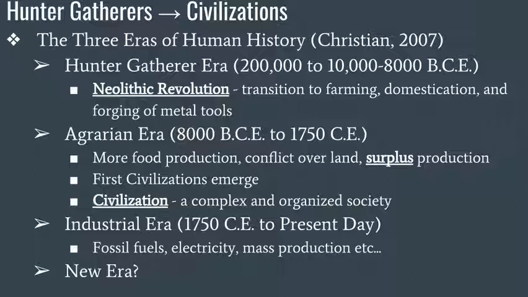And then the final era of human history is known as the Industrial Era. Runs from about 1750 CE or AD, just the decades right before the founding of the United States, 1776. Talked about this in US 1. That's kind of the beginnings, the dawn of the Industrial Era in a lot of ways.